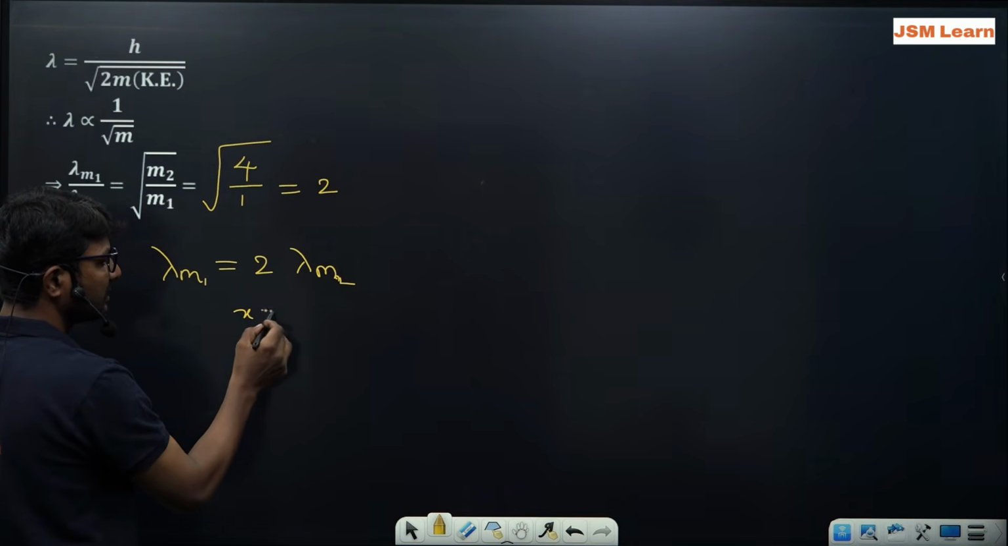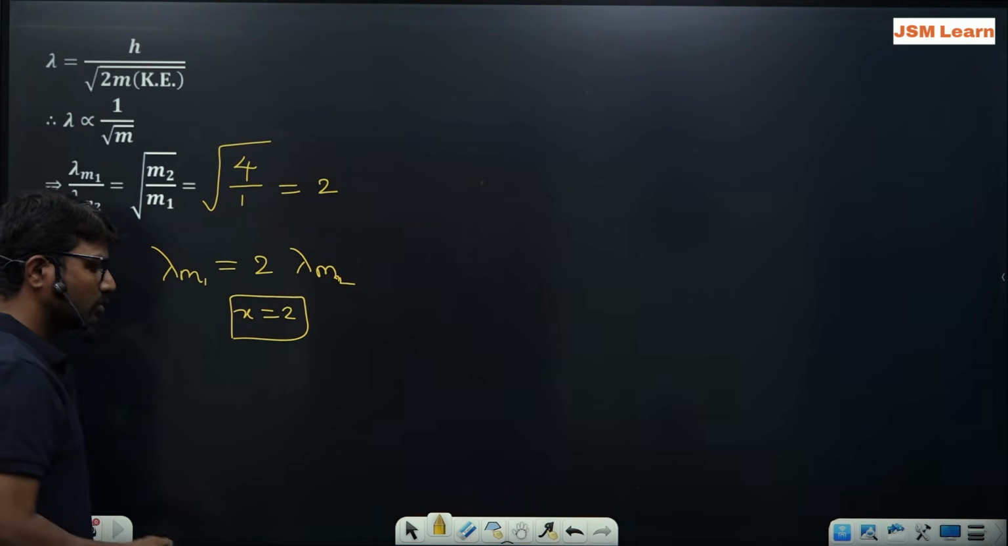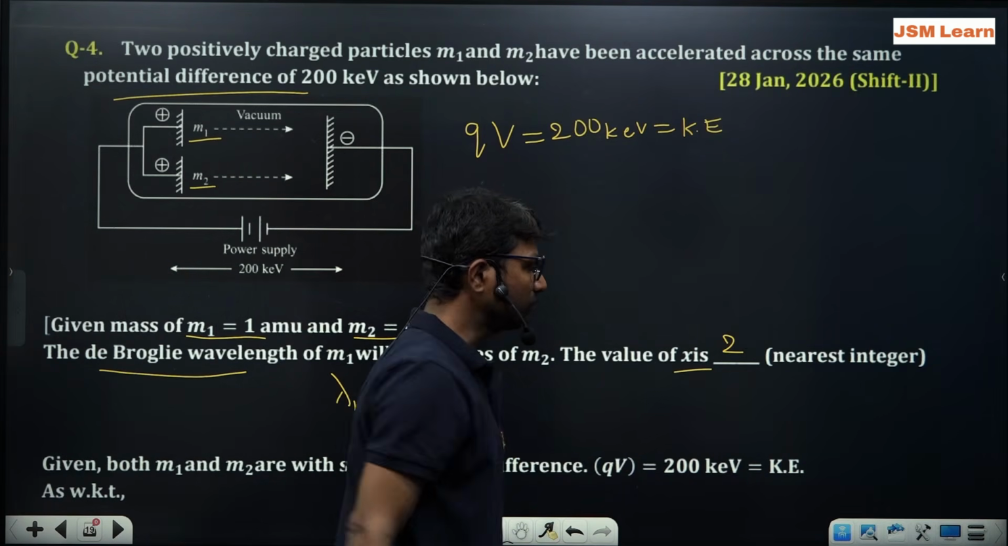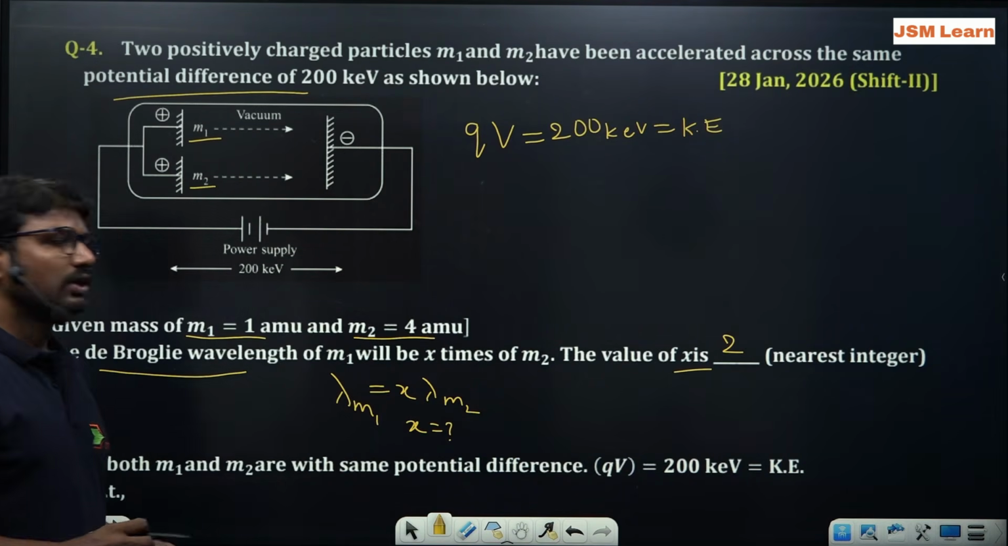So that means here the x value is what? We are getting 2. So now let's see. Here the x value is 2. So like this you can easily solve the questions.